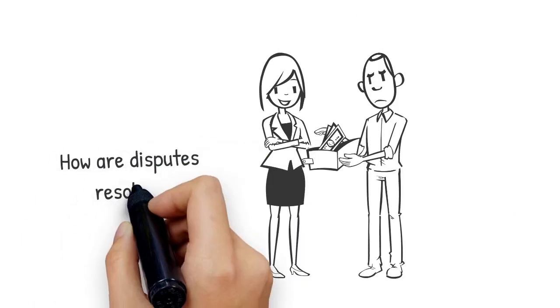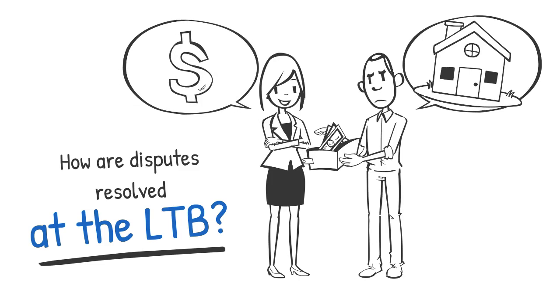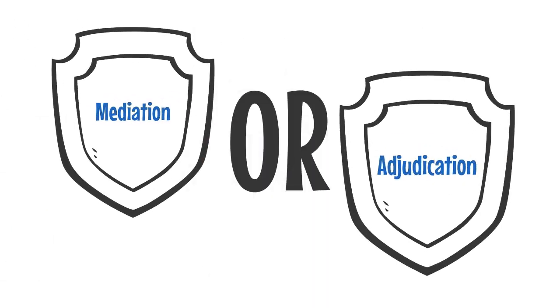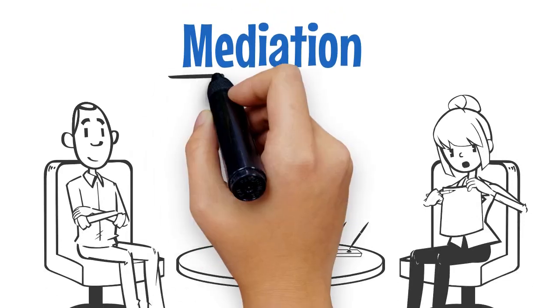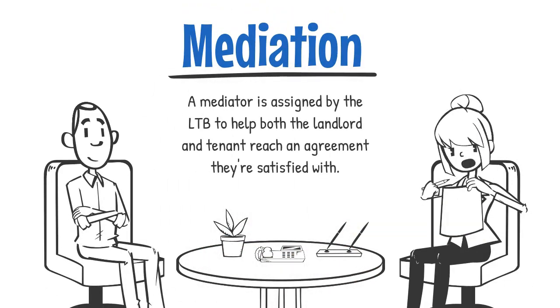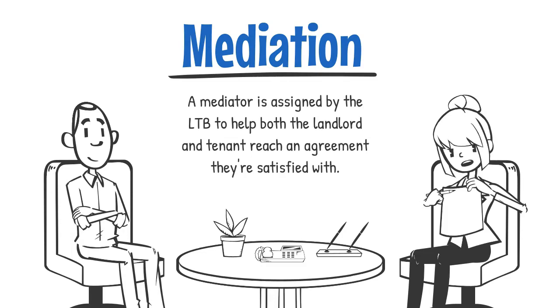How are disputes resolved at the Landlord and Tenant Board? At the Landlord and Tenant Board, disputes can be resolved through mediation or adjudication. In mediation, a mediator is assigned by the Landlord and Tenant Board to help both the landlord and tenant reach an agreement they are satisfied with.